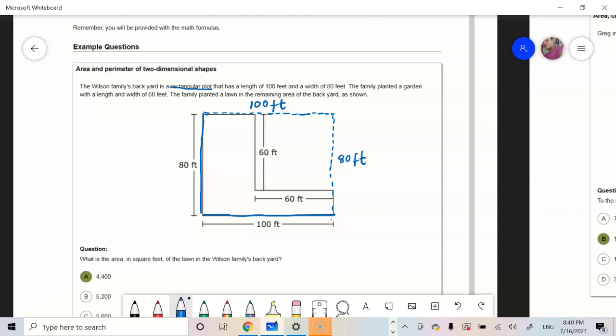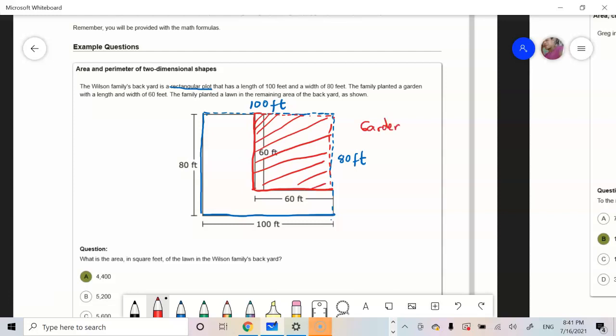It says the garden has a length and a width of 60 feet. So the garden, let's suppose that the garden, I'm going to draw it in red. So the garden is this one here. It has 60 feet width, 60 feet length, okay? And of course, if it's a square garden, it's all this area that I'm going to shade in red, okay? So I'm going to shade all this area in red. And so you know, the garden is in red, okay?